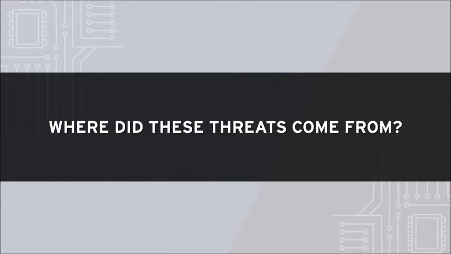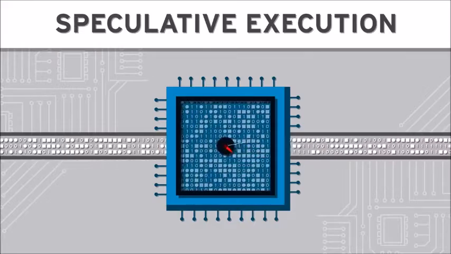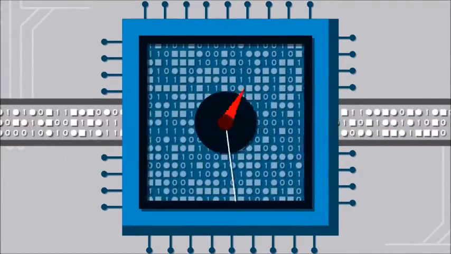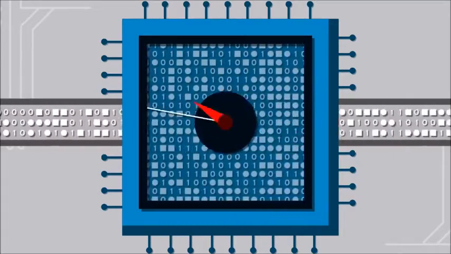But where did these threats come from? To answer that, you need to understand a behind-the-scenes process called speculative execution. It lets devices do some work ahead of time to speed up routine tasks. But it also creates a security vulnerability nobody expected.